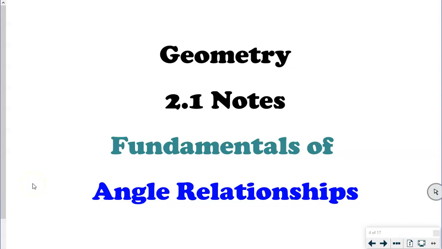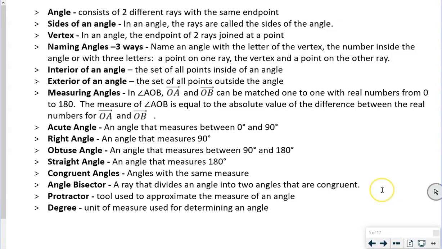So today's lesson, we're going to go over the fundamentals of angle relationships. So a lot of definitions here, y'all. So angle, it consists of two different rays with the same endpoint. Side of an angle, in an angle, there are rays that are called the sides of the angle. So in other words, what do I mean by that? So that means I got a ray here and I got a ray there, and that's what creates my angle.